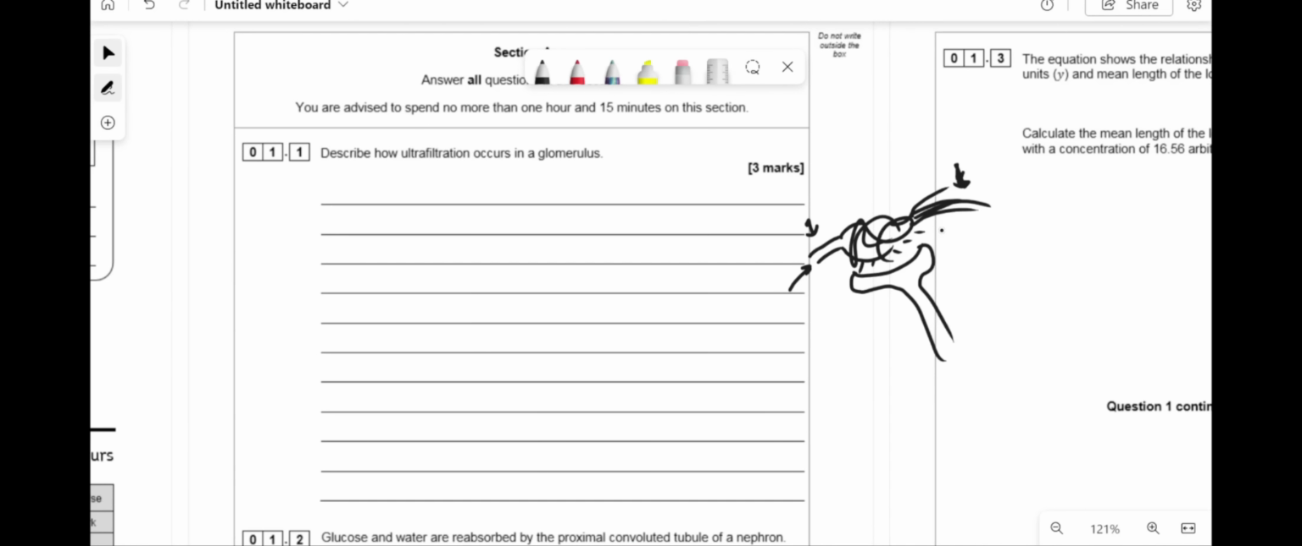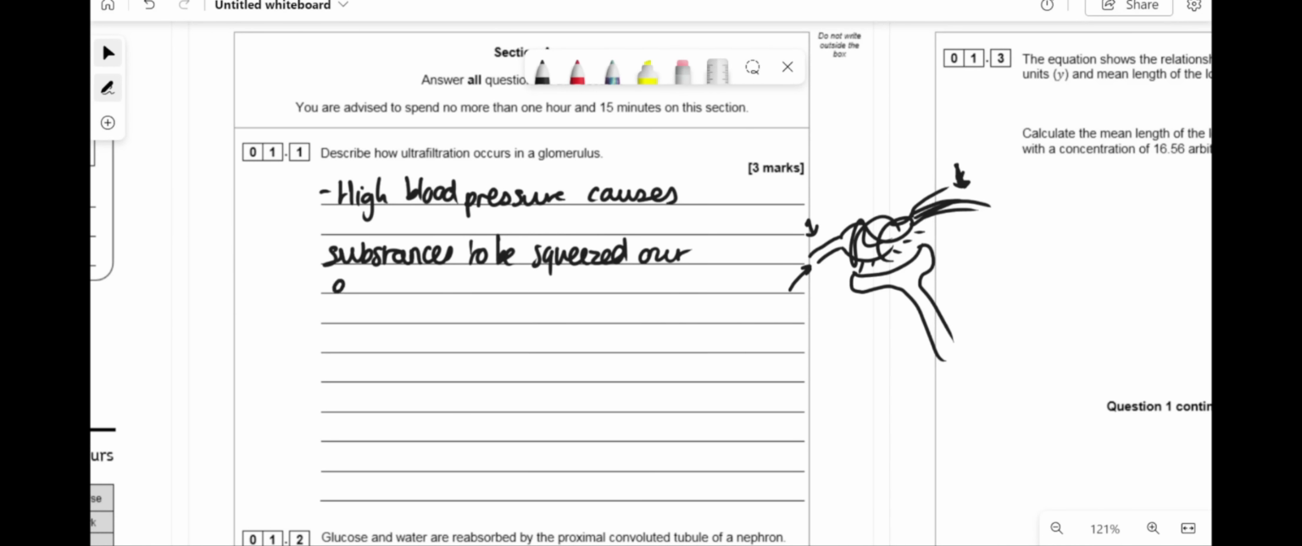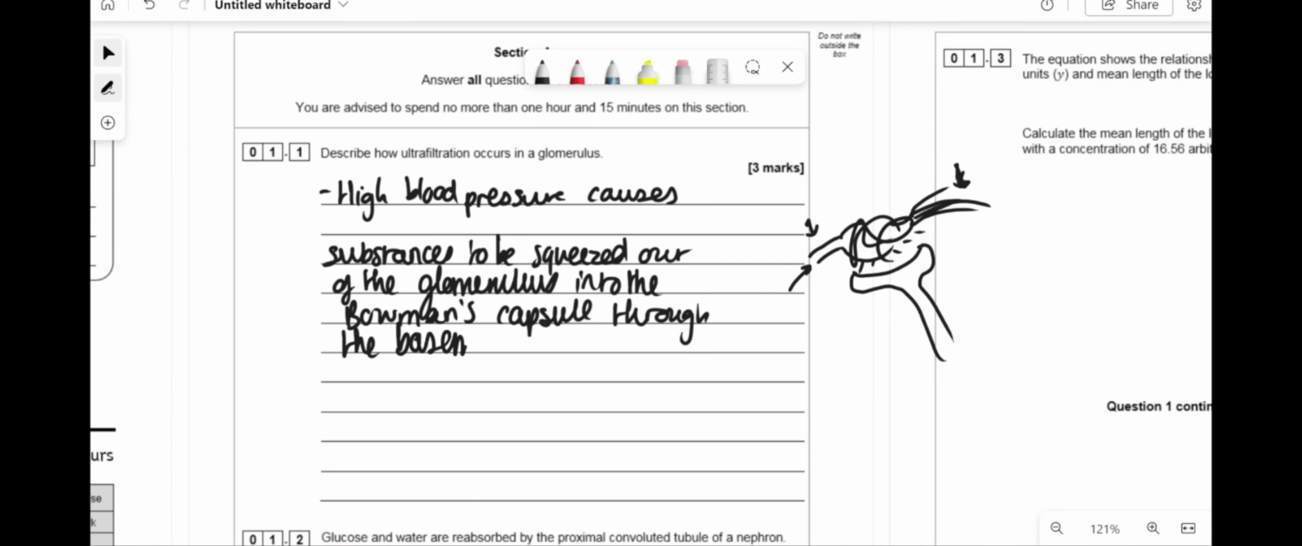So you would write: high blood pressure causes substances to be squeezed out of the glomerulus into the Bowman's capsule through the basement membrane. This is just a general answer I'd recommend saying.